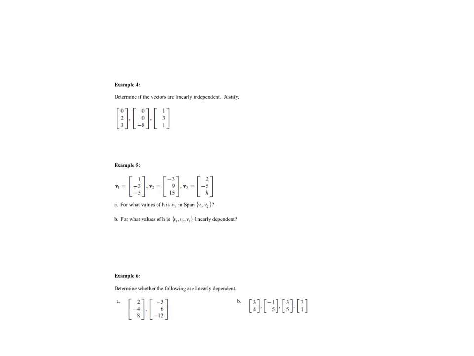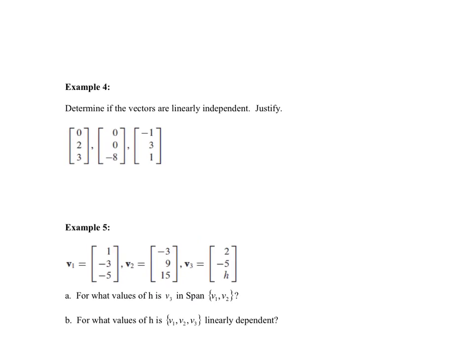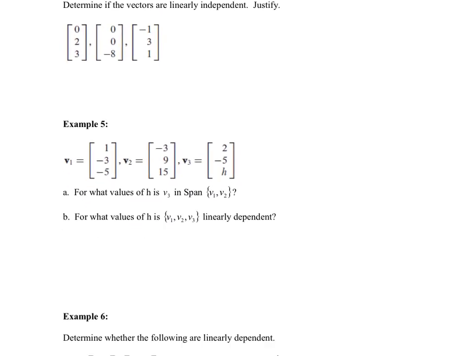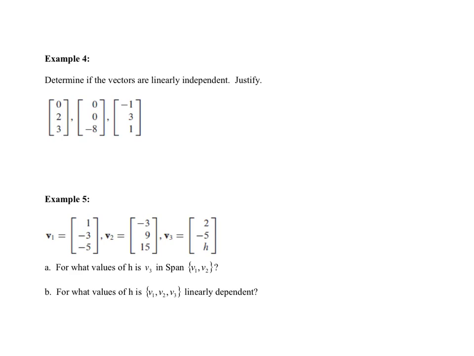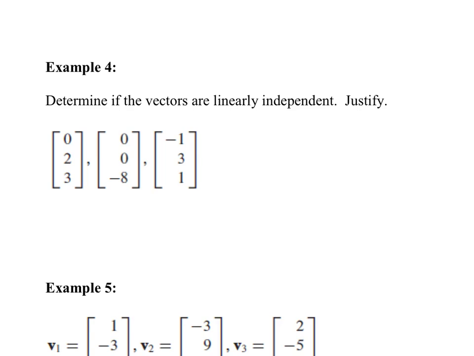So let's do one together and then go from there. Maybe 2 together. Determine if the vectors are linearly independent and justify. The justification is the RREF, so that's not bad. So I could write it as a linear combination first. So c1 or x1, whatever, it doesn't really matter.